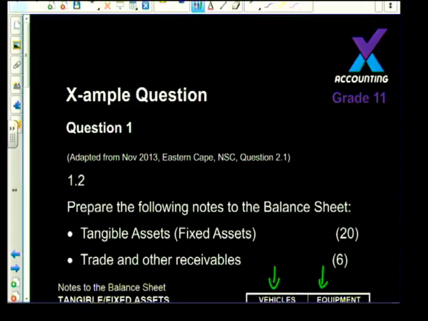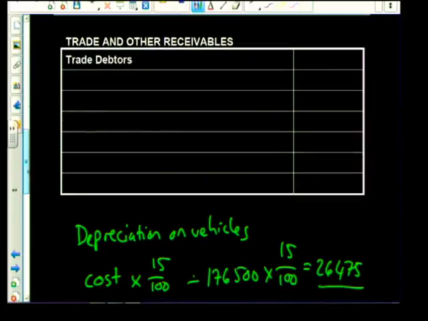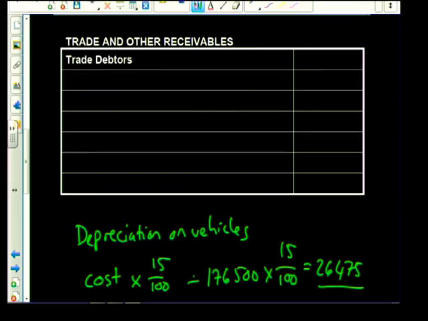Okay, now there's still another note that this question wanted us to do. If you look back here, they also wanted us to do the note on trade and other receivables. Remember, that note on trade and other receivables is the note that shows money that you are expecting to get in the future. And its format is very important to learn, so you should hopefully remember that it starts with trade debtors, and then the figure that I spoke to you about earlier, the provision for bad debts. So that is the figure that we think we are going to have to write off in the future, because we know from experience that not all our debtors are going to pay us.